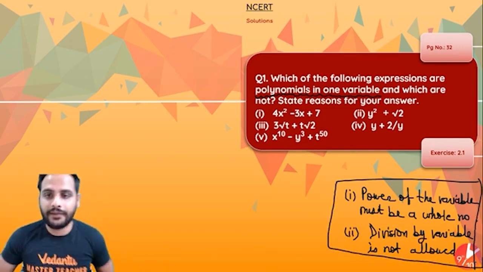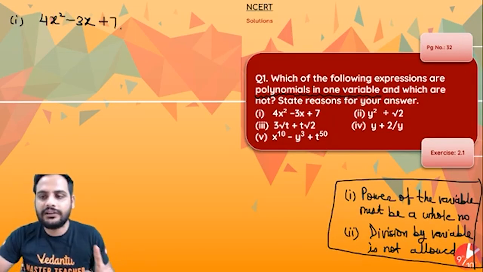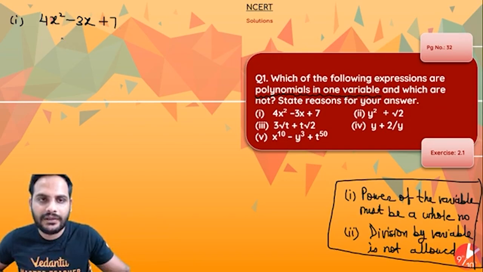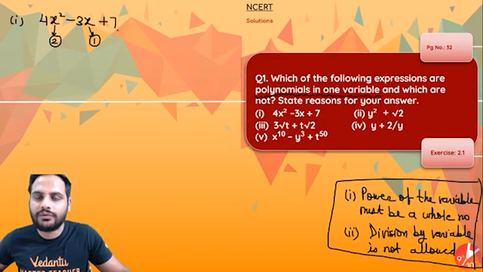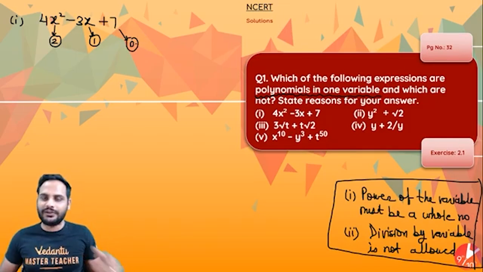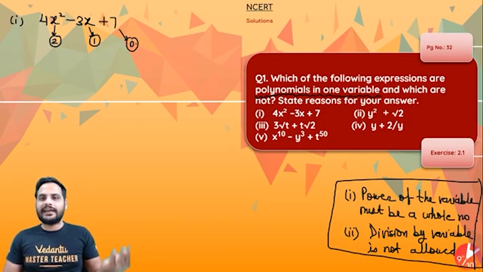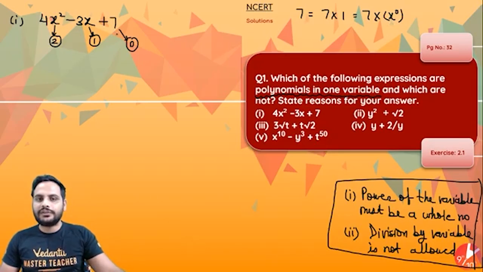Okay, so in the first one, as you can see, 4x square minus 3x plus 7. Only first thing, focus on the power of the variable. Here the power of the variable is 2, power of the variable is 1, and when only a constant number is there, that means power of the variable is 0, because x raised to the power 0 is 1 only. So 7 I can write as 7 into 1, which can be written as 7 into x raised to the power 0. So whenever a constant number is given, you will say its power of the variable in that term is 0.